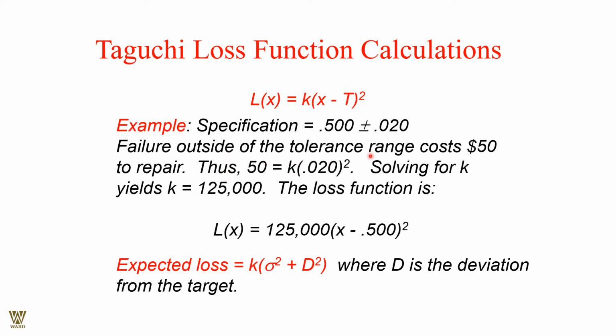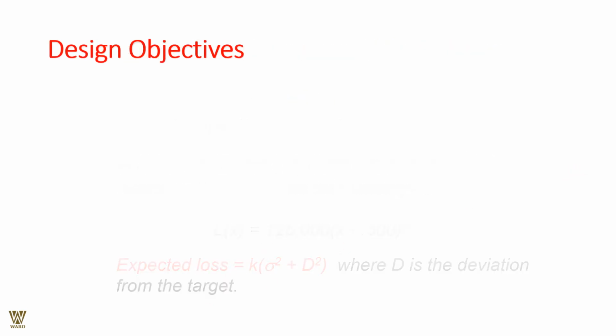So failure outside the tolerance range costs $50 to repair. Thus, $50 is equal to a function of 0.2%. This is the square that comes around it, x minus 2 is what we are looking into. So solving for Taguchi's k yields around 125,000 units. The loss function remains 125,000 times (x minus 0.5) the whole square. So expected loss is where the deviation occurs from the target. This is Taguchi's loss function as a definition.